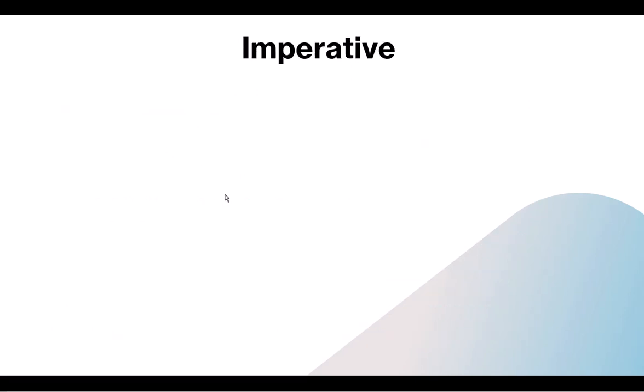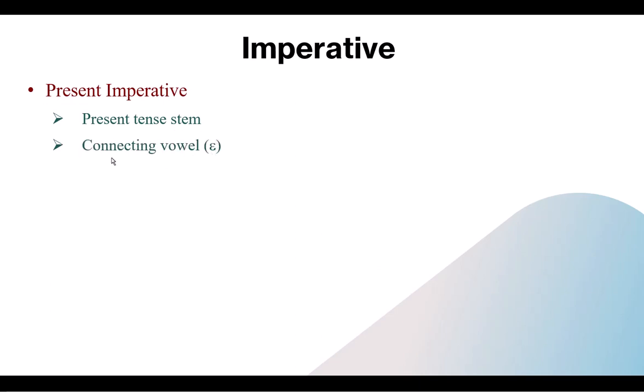Let's move on to the imperative. As far as tenses go, we have the present tense, the aorist tense, and technically the perfect tense, although there are very few perfect imperatives in the New Testament. So the present imperative has a present tense stem, has a connecting vowel, epsilon, and an imperative morpheme. We'll look at those in a second.